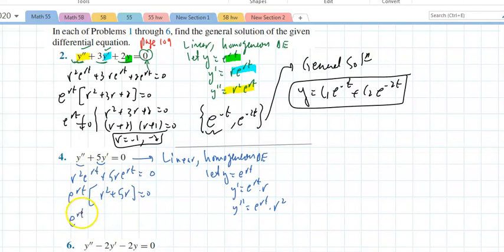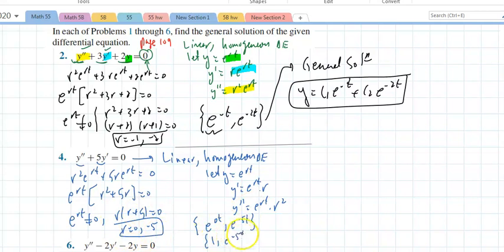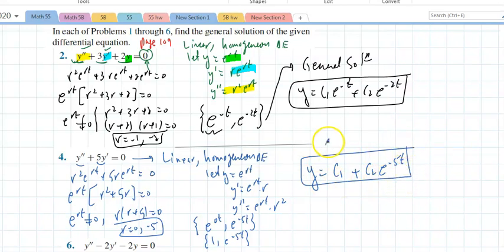We know that e to the rt can never equal 0. So it has to be that r times r plus 5 must equal 0. R equals 0 or negative 5. So I know that e to the 0t, e to the negative 5t would be the solutions. And isn't that a 1? So my general solution is y equals c1 times 1 plus c2 times e to the negative 5t. That's the general solution.